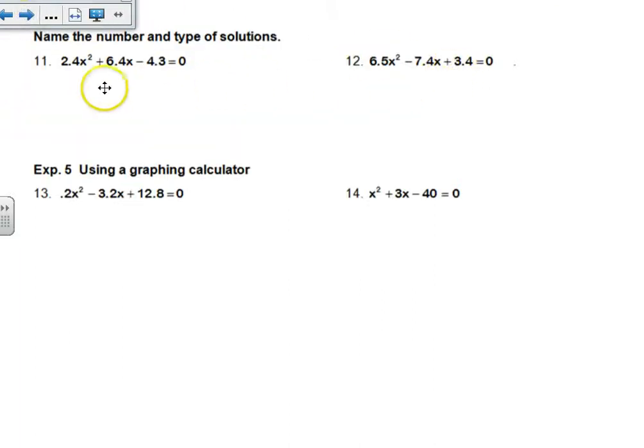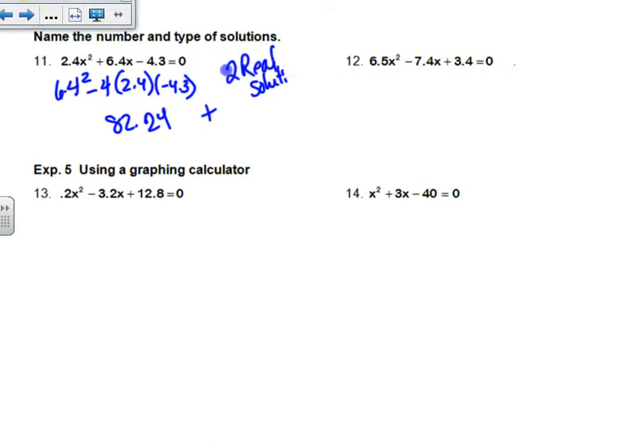So let's go ahead and calculate the discriminant for number 11. B squared would be 6.4 squared minus 4 times A times C. So I'm going to grab my calculator and type, because I'm definitely not going to do that in my head. And I get an answer of 82 point something. It really doesn't matter what I get, as long as I know if it's positive, negative, or 0. So that is a positive answer, which means I'm going to have 2 real solutions. It doesn't matter what the solutions are. They just want to know what they are and how many of them they have.